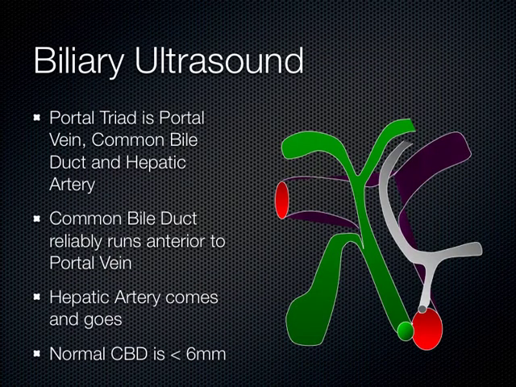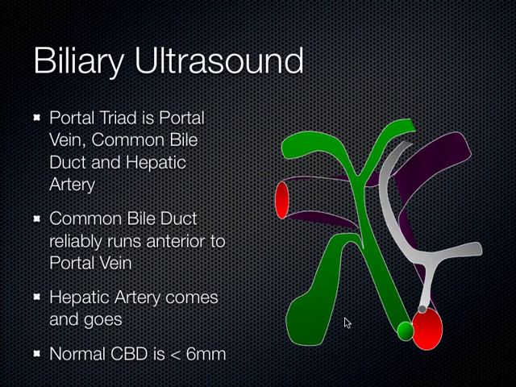Now, once you master the gallbladder, you can move on to the biliary tree, and you've got the portal triad, which I know you guys have been studying this week. The portal triad, as you recall, is the portal vein, right here, the common bile duct, and the hepatic artery. As I've tried to draw this, notice that the portal vein and the common bile duct run really parallel to one another, whereas the hepatic artery kind of meanders along and comes and goes. But I can tell you that the common bile duct is very reliably anterior to the portal vein, and it should be less than 6 millimeters along its length.